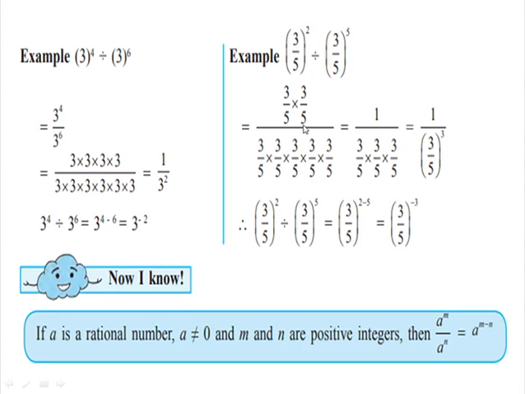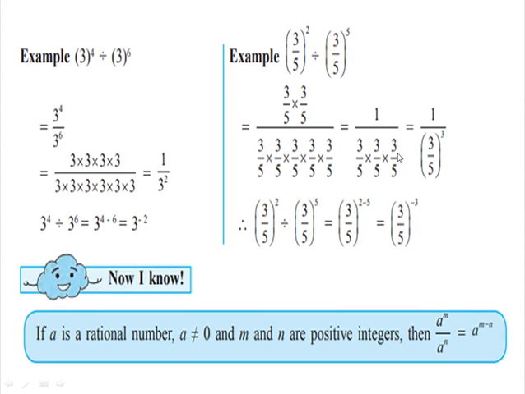Now here we will cancel 3 upon 5 from numerator and denominator. Here first this rational number will get cancelled, then one more rational number will get cancelled. So 1 is left in the numerator and 3 upon 5 multiplied 3 times will be left in the denominator.